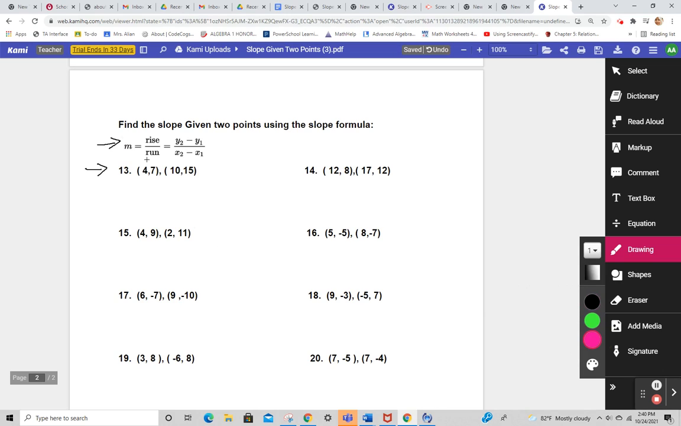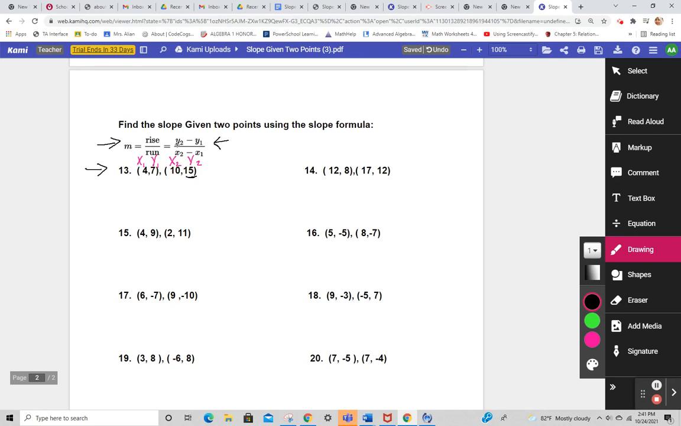Well, here's what we can do. This is point 1, this is point 2. We can label this way, x sub 1, y sub 1. This is point 2. We can label this x sub 2, y sub 2. Now that the labeling matches our slope formula, we can start to use these values to help us find the slope of this line.